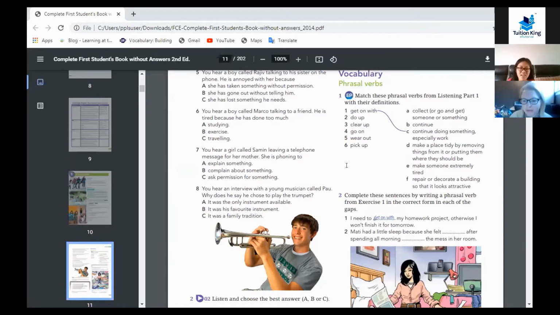And what about the final one? Yeah. And then question 8, I choose A. It was the only instrument available. But I heard that C is possible too. Okay.